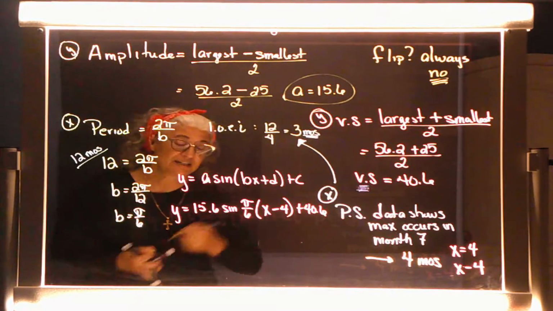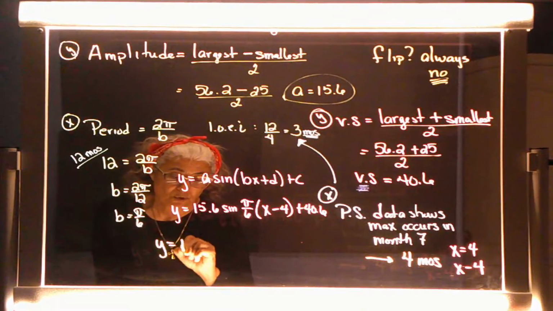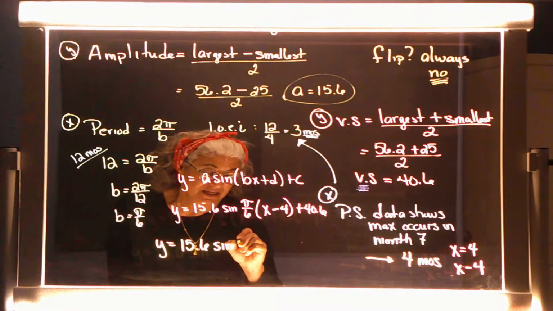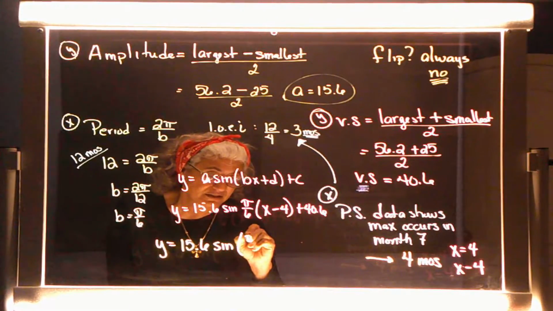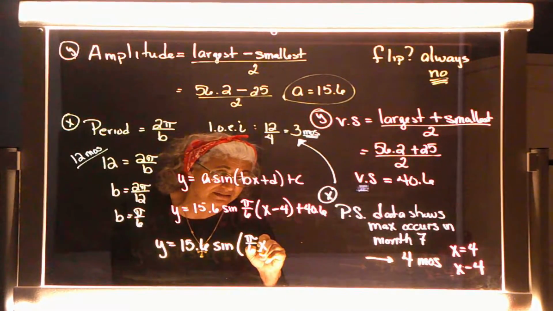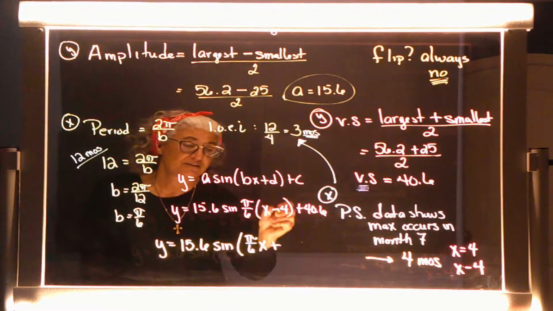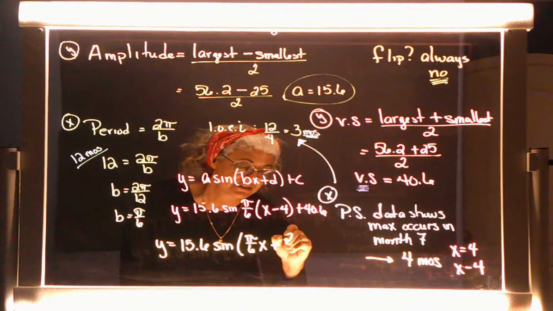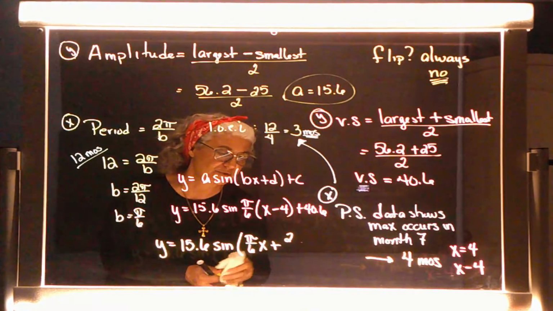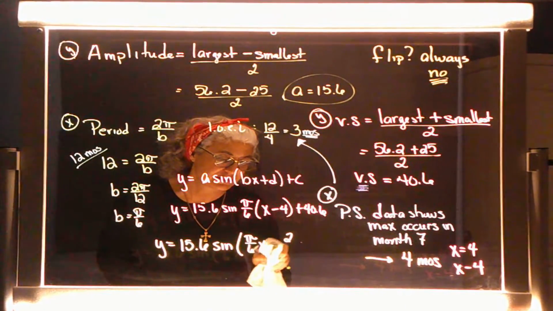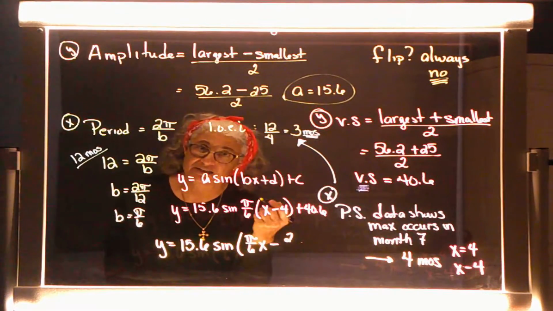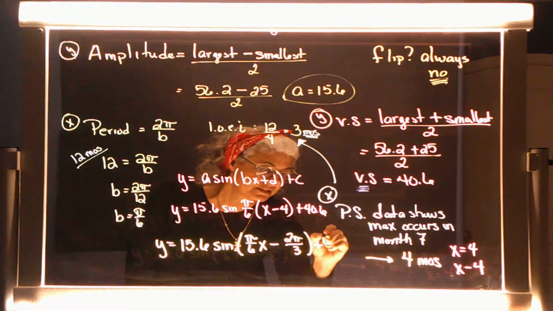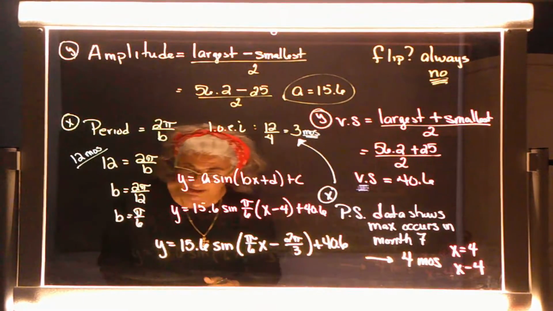And when you finalize it, y is equal to 15.6 times the sine of pi over 6x plus 4 times pi over 6. Yep, you're going to have to reduce that. Whoops, and it's not a plus, excuse me. It is a minus. Sorry about that, guys. See, this is why I need you doing it with me. 2 pi over 3 plus 40.6.